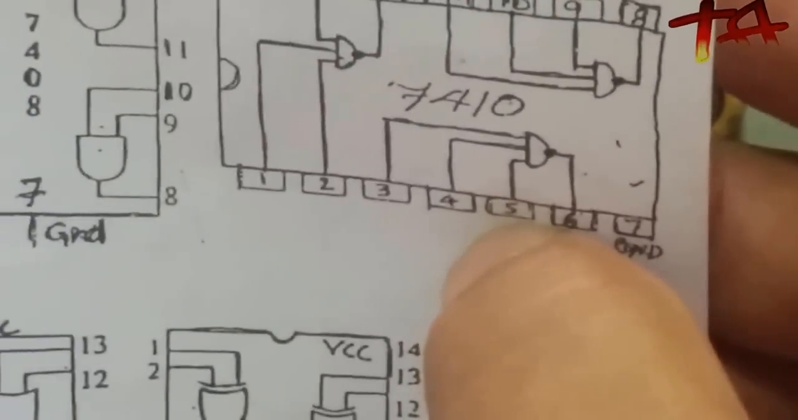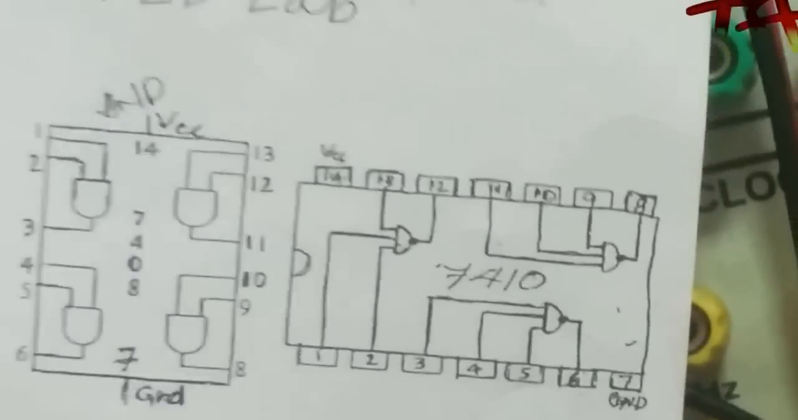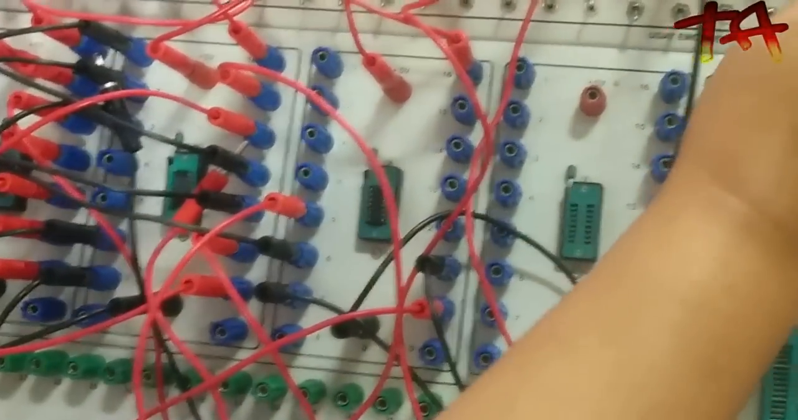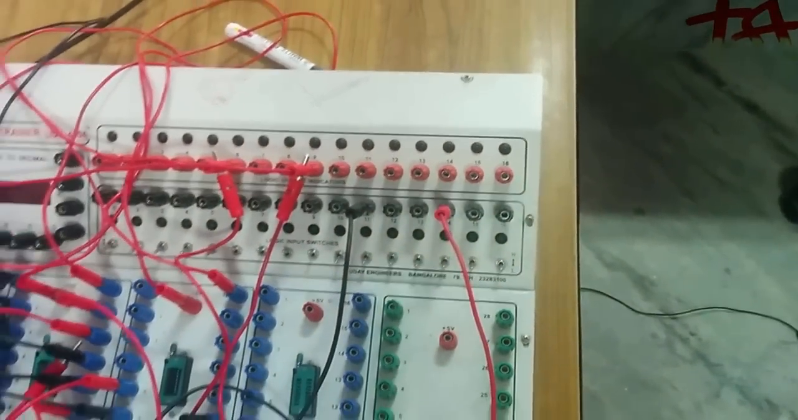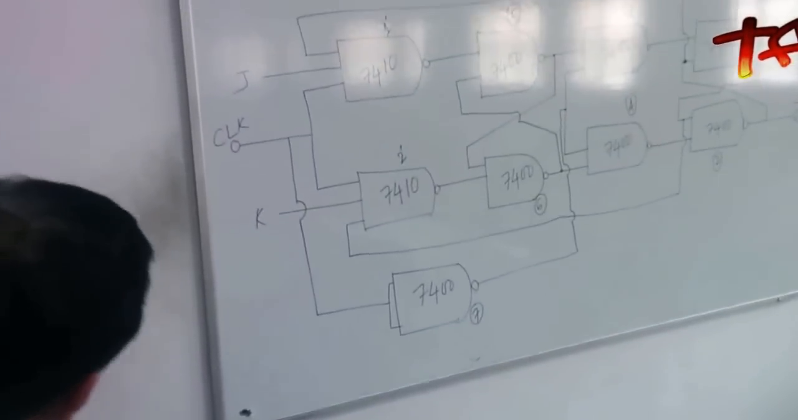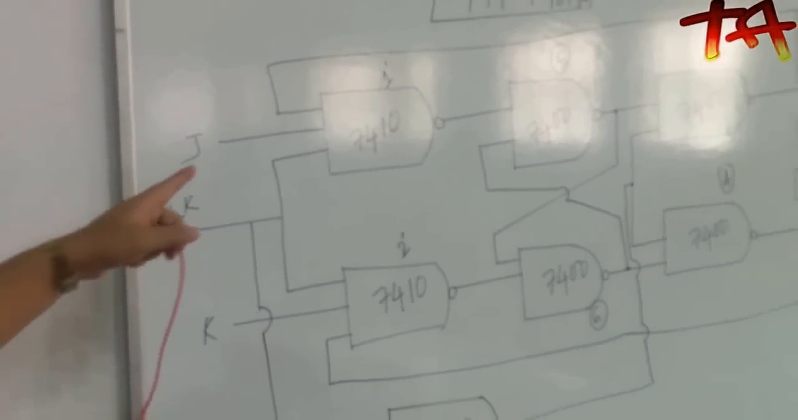What is the output of this one, or what is the output of the other one? What is the other input? Another input, you can see this is pin number 5. Another input to the 2 dash. Therefore, let us take 5 as K. 5 is K. Next you come, only 2 connections are remaining.